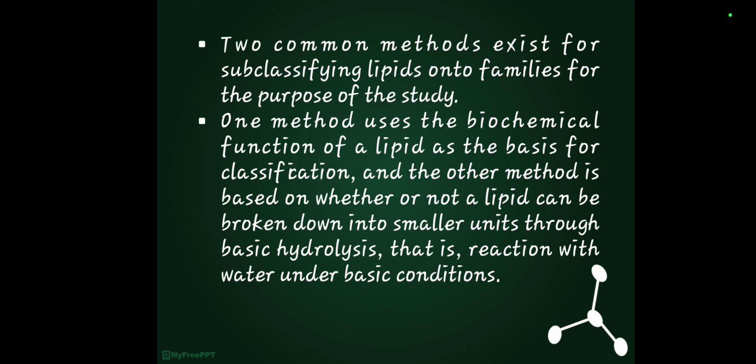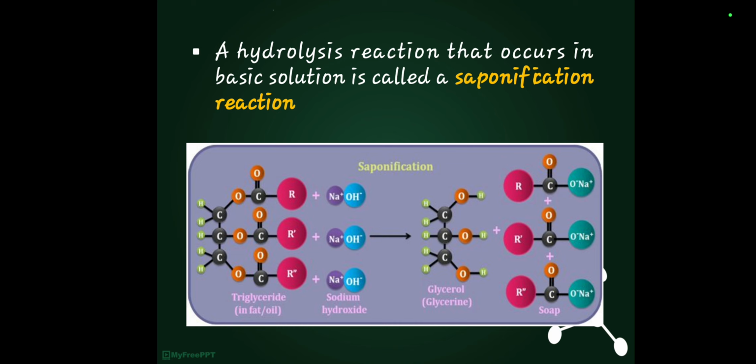So one method uses the biochemical function of lipids. Next is based on whether the lipid can be broken down into smaller units through hydrolysis, the process by which it undergoes a chemical reaction with water. Okay. Next, this is a hydrolysis reaction that occurs in basic solution in the lipid, and that is called a saponification reaction. So basically, if the lipid undergoes a hydrolysis reaction, it is called a saponification reaction. The illustration will show you how the saponification occurs.